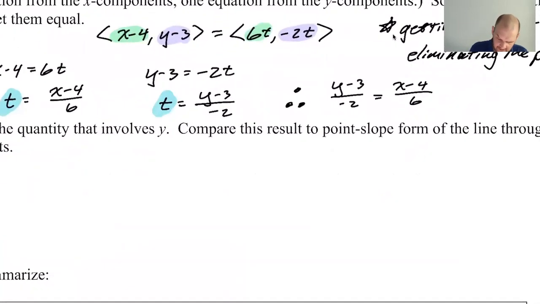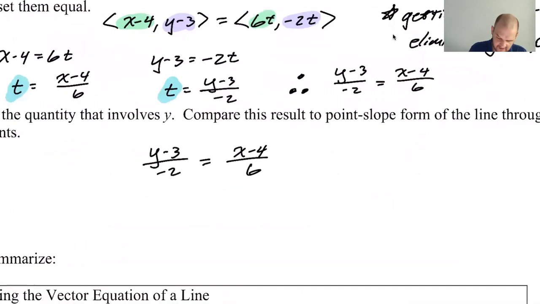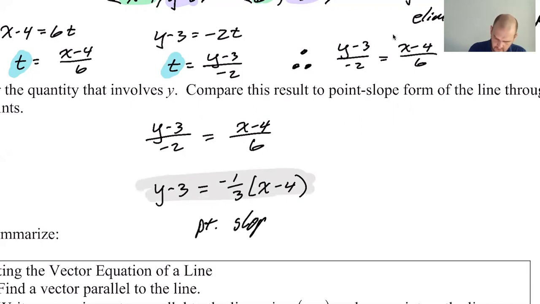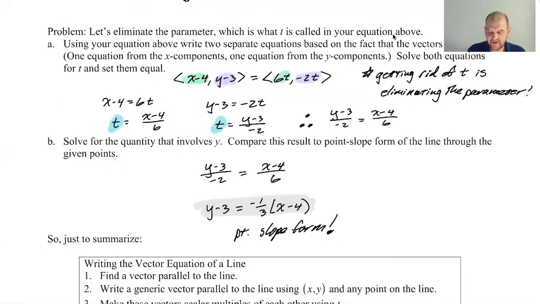So I want to take my (y - 3) over -2 equals (x - 4) over 6. I'm going to multiply by -2, and get y - 3 equals, so -2 over 6 is -1/3, (x - 4). Check that out. Hopefully, you recognize this. This is point slope form. So all of these forms are related. The vector equation is really useful. It's really fast to come up with.